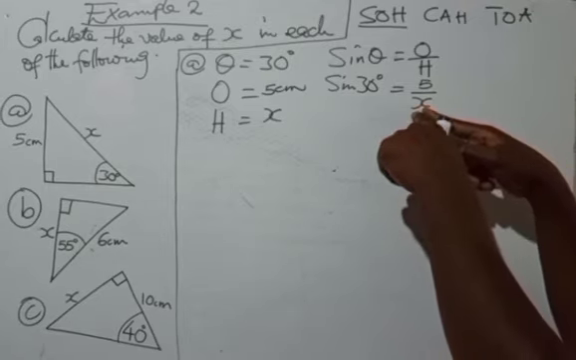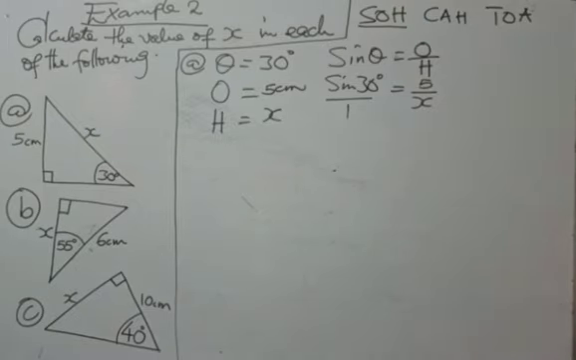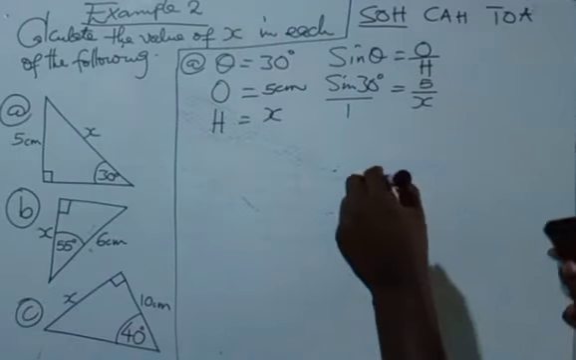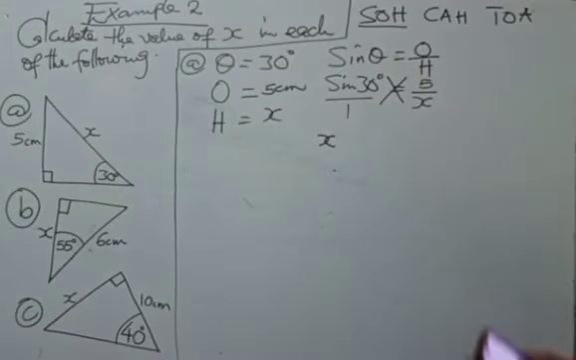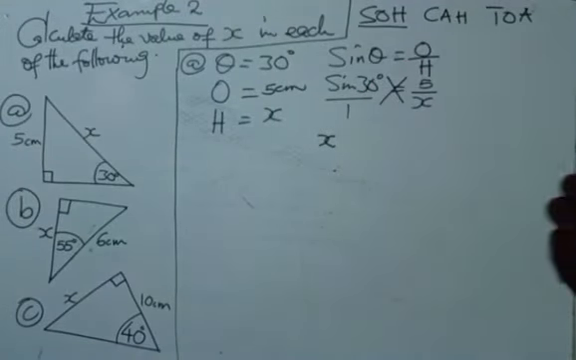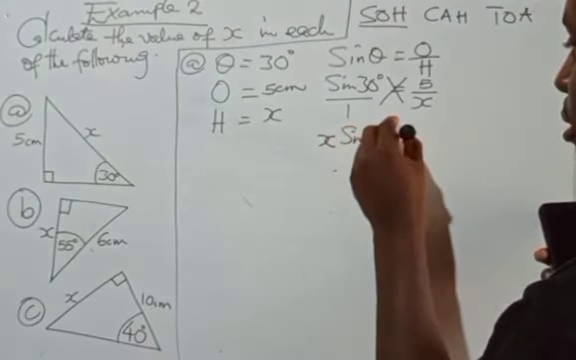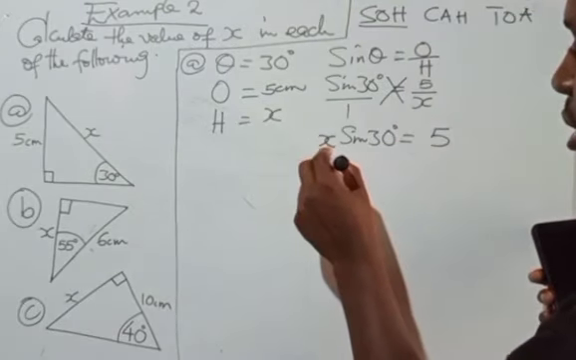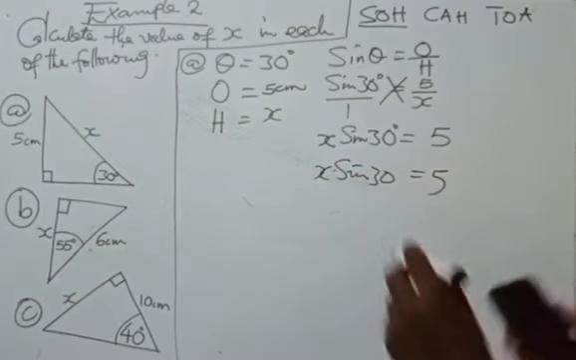The idea is to find the value of x. This means that you need to cross multiply. So cross multiply there so that we find the value of x. We'll say x times sine 30 degrees is equal to 5. Then later on you say x sine 30 is equal to 5.